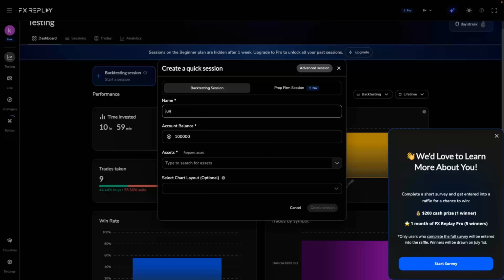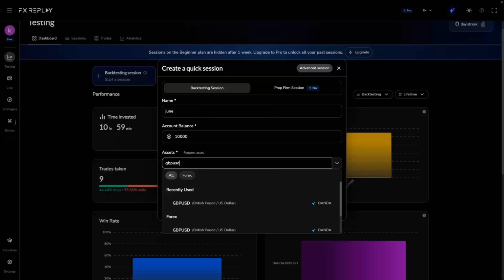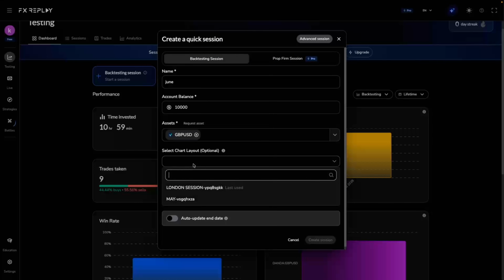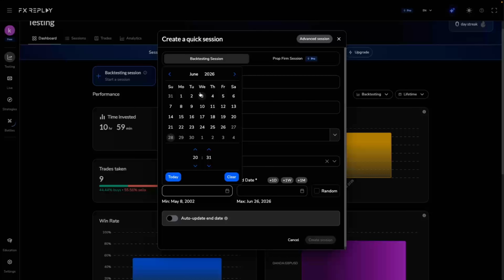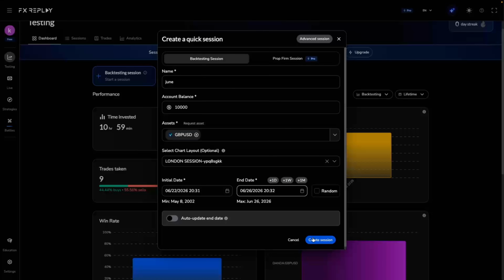I'm gonna just type in June, account balance, UP USD, founders session, initial date Monday, end date Friday.